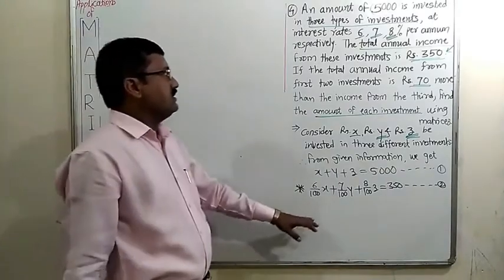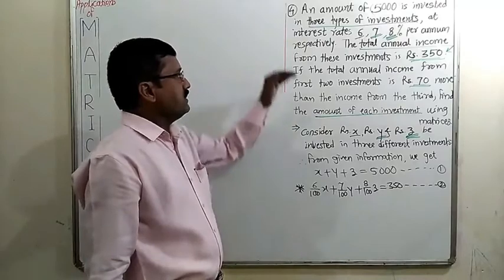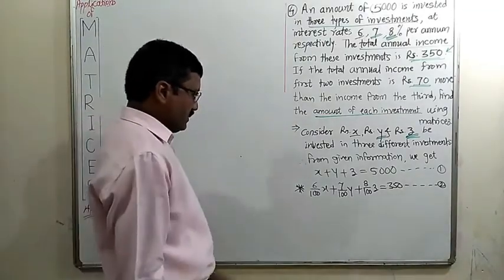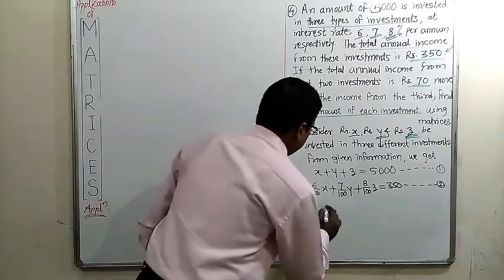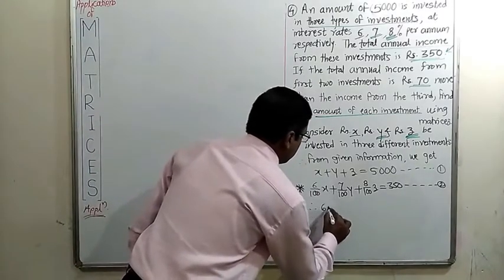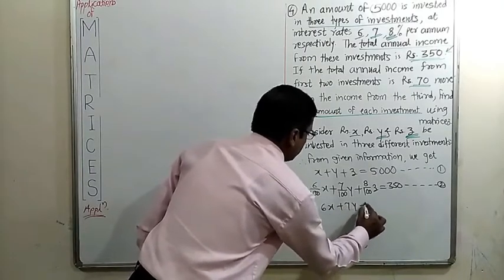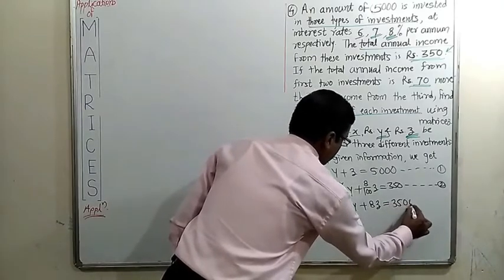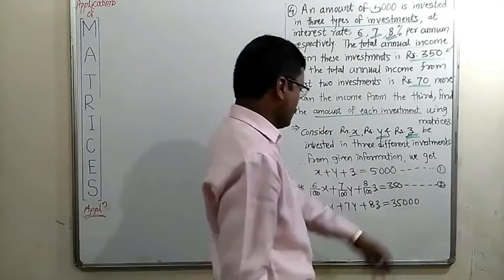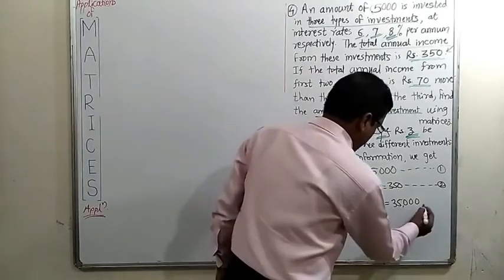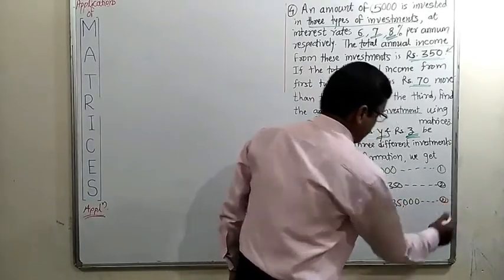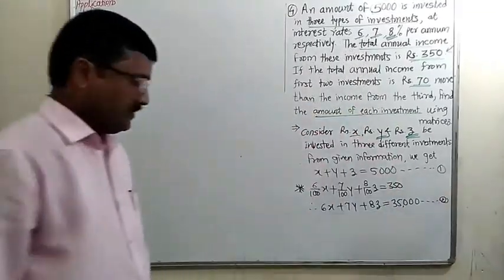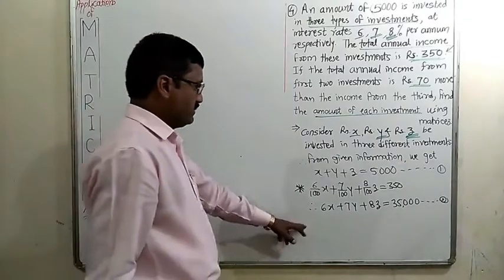This is important here. If you are able to write this condition, this equation, then and only then can you go further for the solution. So from this equation, we will simplify this. It is nothing but 6x plus 7y plus 8z is equal to 35,000. Multiply each term by 100. We get this and consider this as equation 2. So we get this simplified second condition.